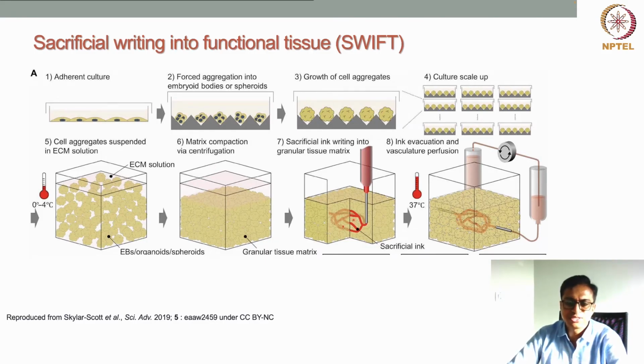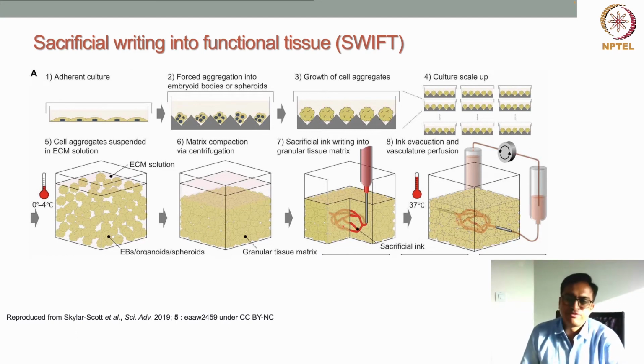Then this was used as a support bath for printing the sacrificial ink. Gelatin was used as the sacrificial ink here, written into the granular tissue bath, and then the temperature was raised so that the whole tissue bed with the material solidifies, becomes a gel, and also the gelatin can be taken out.